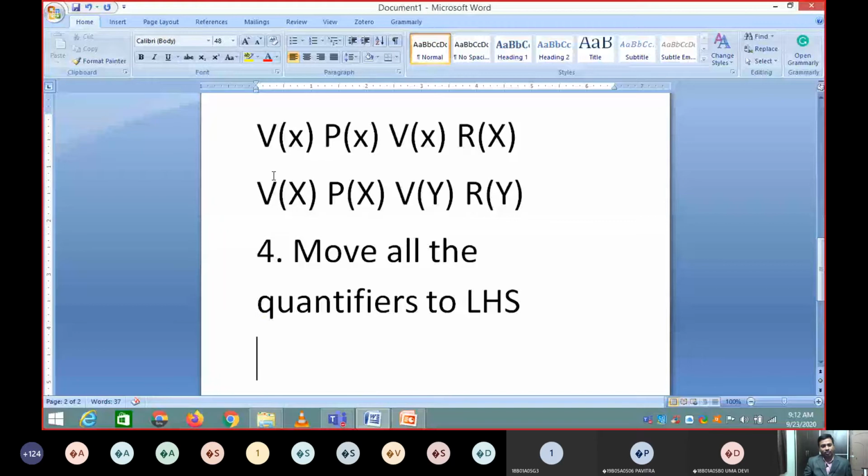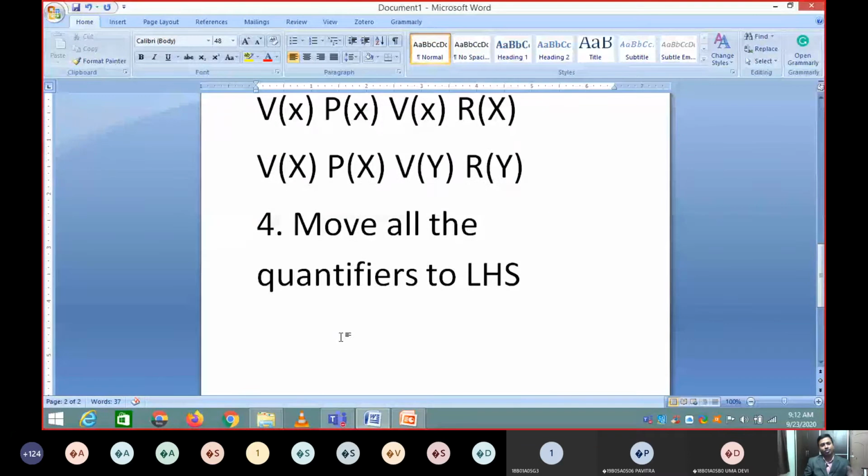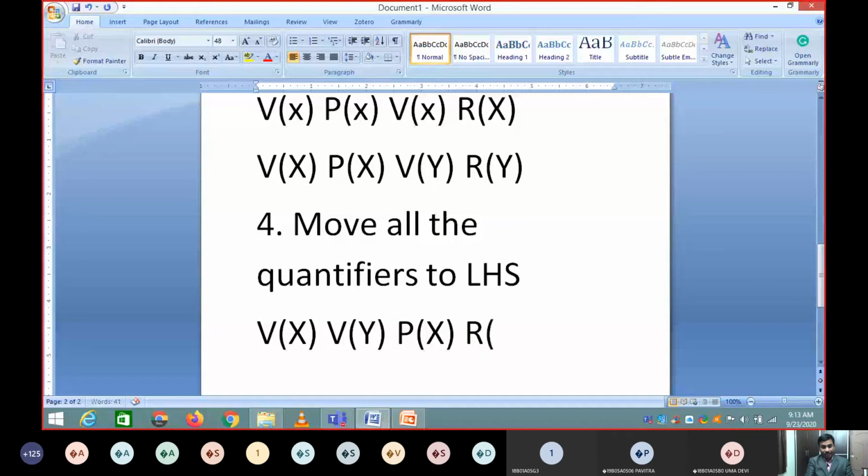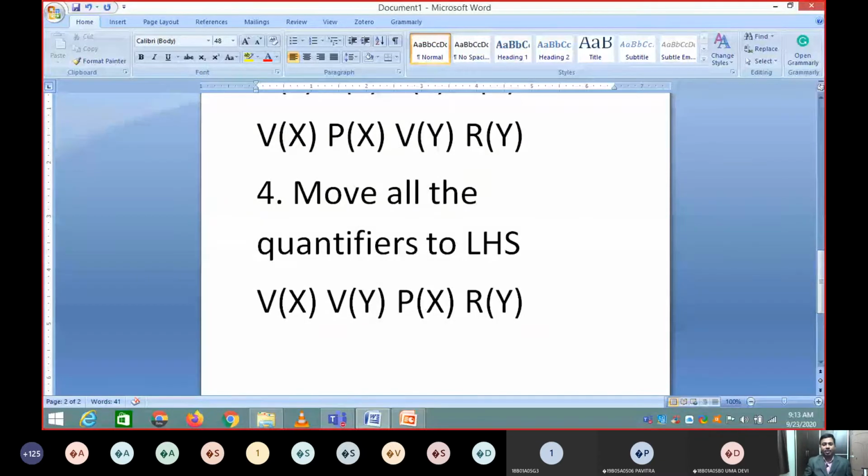See, two quantifiers are there here. It is better you move all of them to the LHS, because all the quantifiers at some point of time will be removed, substituting the values. For all x, for all y, you can write p of x and r of y. This is just a protocol. All these 8 rules that I am writing are protocols.